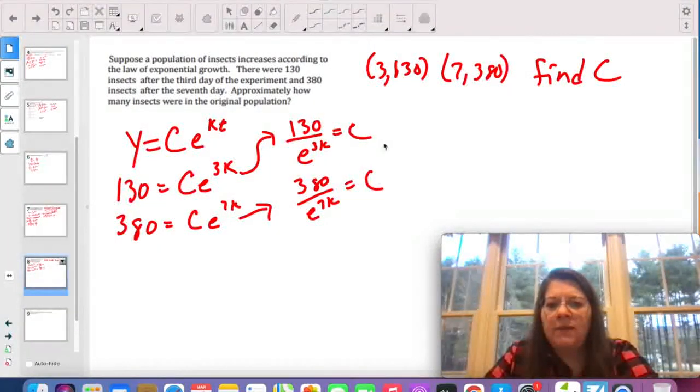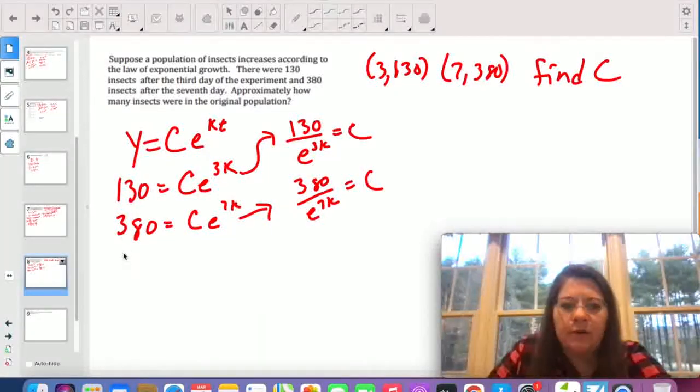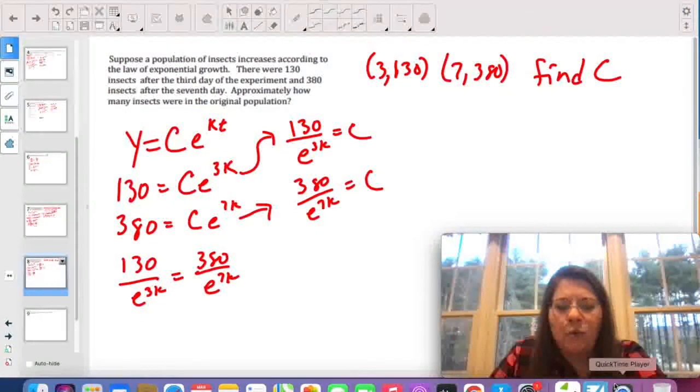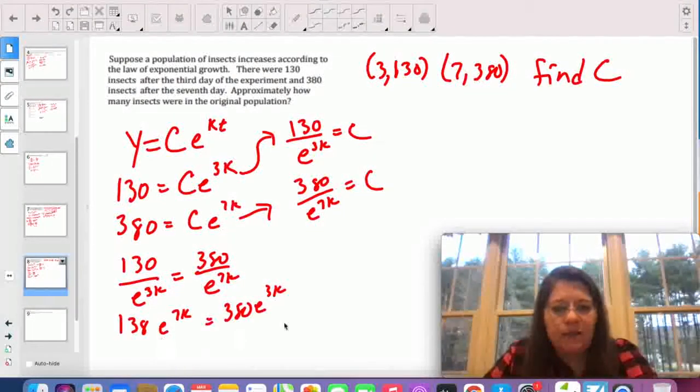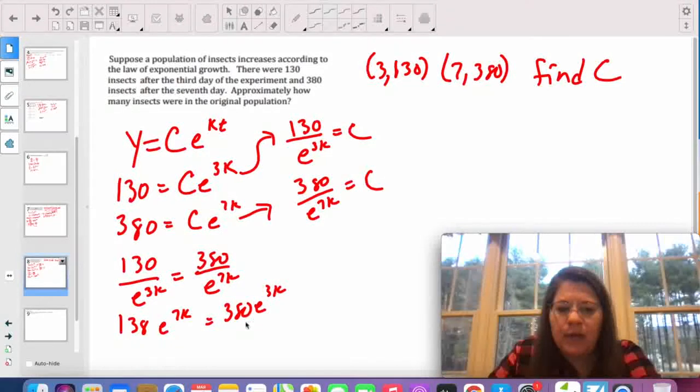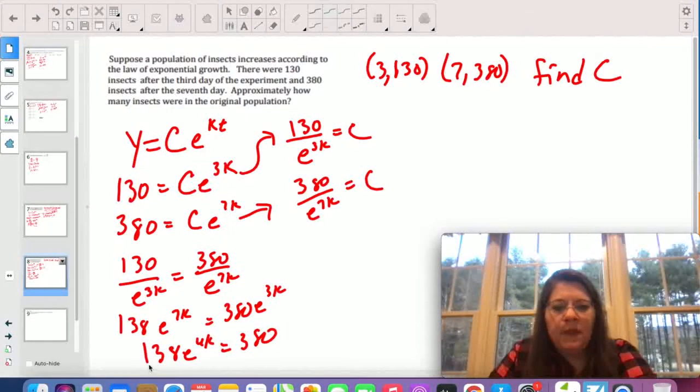So now since both of these equal C, I can set these two equal to each other. Then I'm going to do some algebra to solve. I'm going to cross multiply. So when I get it to this point, this can be tricky. What you want to do is you only want one e in this problem. So couldn't I divide both sides by e to the 3k and get that e to the 3k over here with the 7k? So if I divide both sides by e to the 3k, wouldn't over here I have 130 e to the 4k? And then couldn't I divide the 130 on the other side and get the e by itself? So I would have e to the 4k equals 380 over 130.